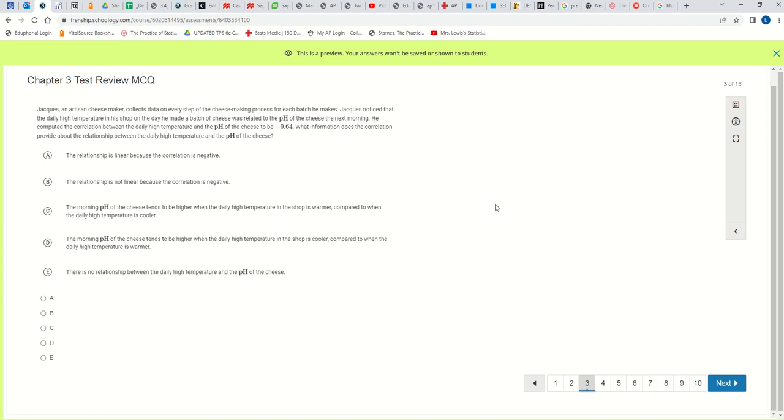That means as temperature increases, so does pH. Well, that would be a positive relationship, so that's not it. D says the morning pH will be higher when the daily temperature is lower. That is, one is increasing while the other is decreasing. I like that one. And then E says there is no relationship. There would be maybe no relationship if the R value was 0, but there definitely is a correlation here.